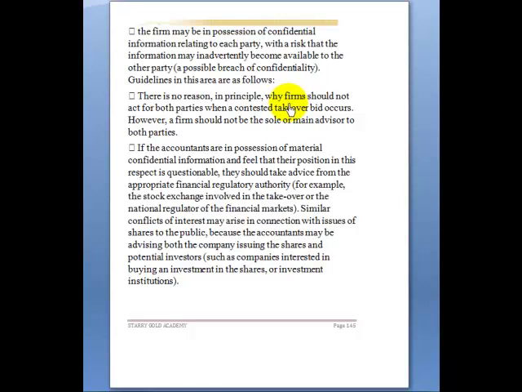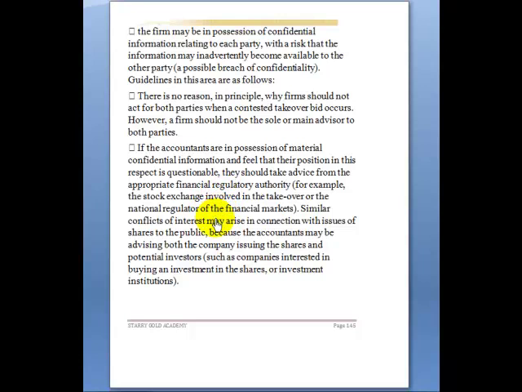Guidelines in this area are as follows. There is no reason in principle why a firm should not act for both parties when a contested takeover bid occurs. However, a firm should not be the sole or main advisor to both parties. If the accountants are in possession of material confidential information and feel that their position in this request is questionable, they should take advice from the appropriate financial regulatory authority, for example, the stock exchange involved, or the national regulator of the financial market.